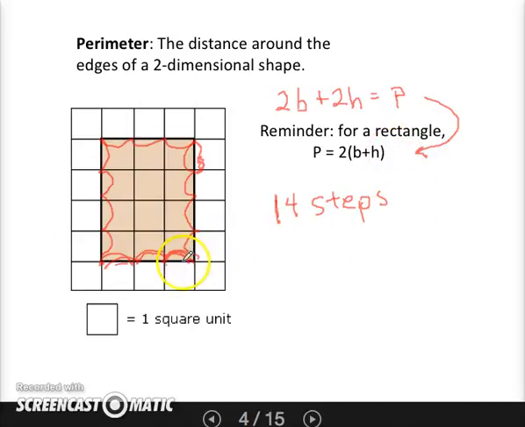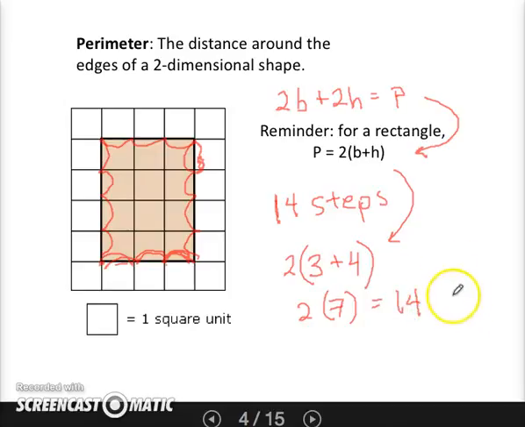Let's see if this works. 14 steps, we counted around. Let's do this using the formula. 2 times the base measures 3 units. The height measures 4 units. So we have 2 times 7, which gives us 14. Sure enough, and that's going to be 14 units, not square units, it's just plain units, because the unit in this case is a measure of length. Square units would be a measure of area.